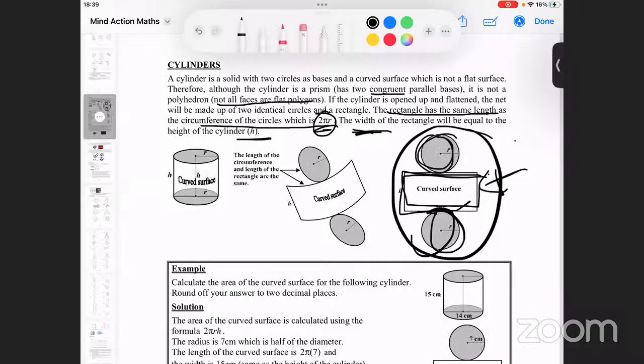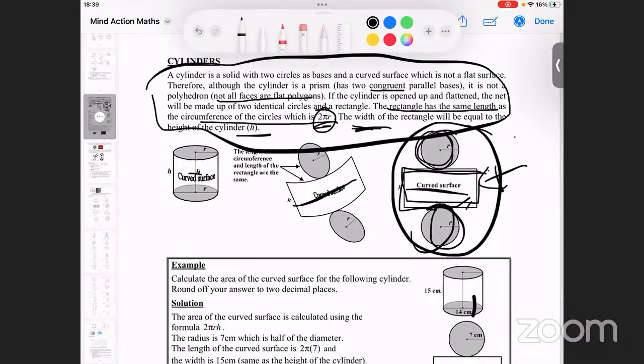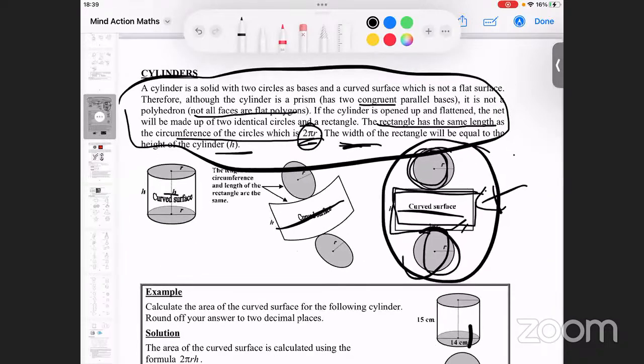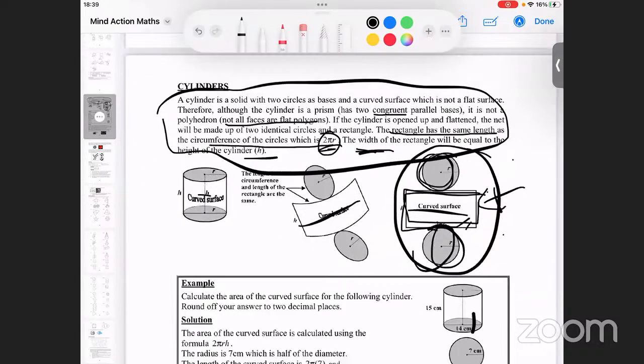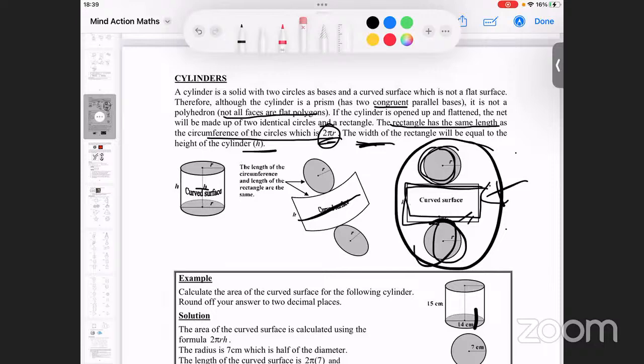And this is the cylinder and the curved surface. So when they cut it, it's curved, but when they flatten it, it's like this. You end up having this. So this is a demonstration of what has been said over here. Okay, and do we have any question on here? No question.